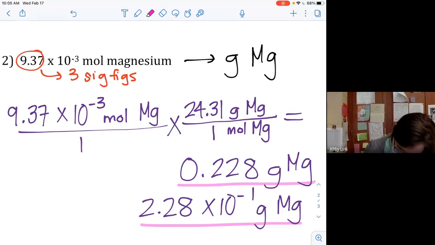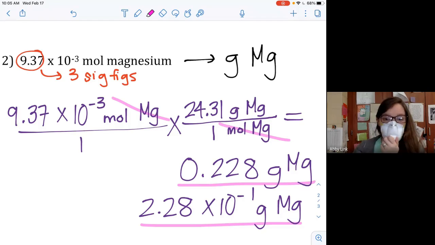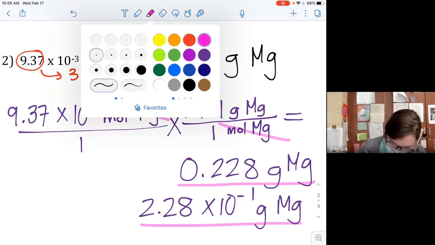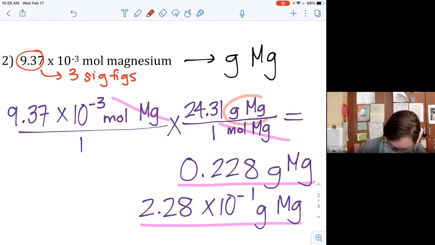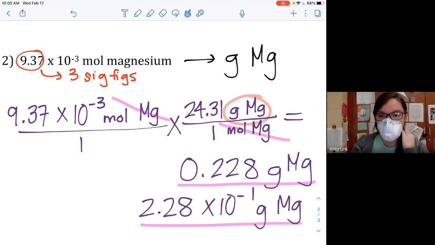And let's confirm our units, right? We started with moles of magnesium on the top. They got canceled out with the moles of magnesium on the bottom. And so we were left with the unit of grams of magnesium on the top. All right, any questions or concerns on that problem there?